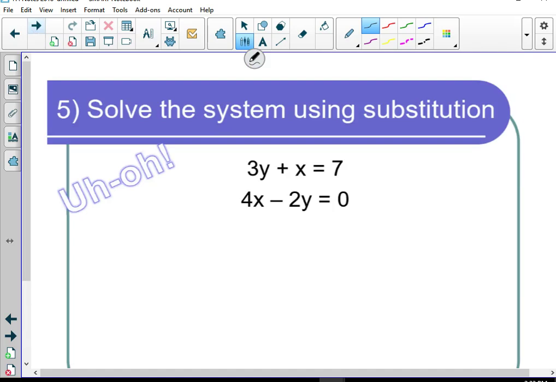Okay. Why does it say uh-oh? It says uh-oh because for once we actually have to do something. Oh, dear Lord. Notice that we don't have something solved for x or y.